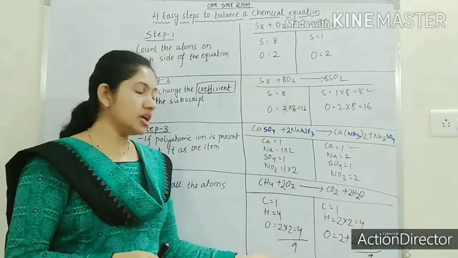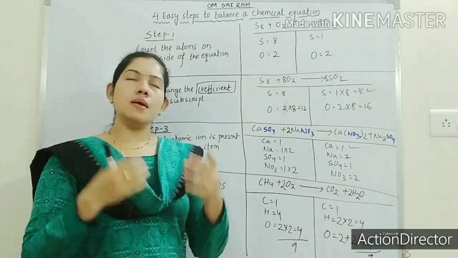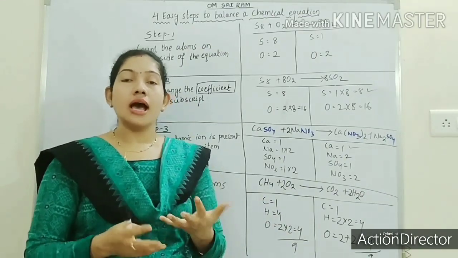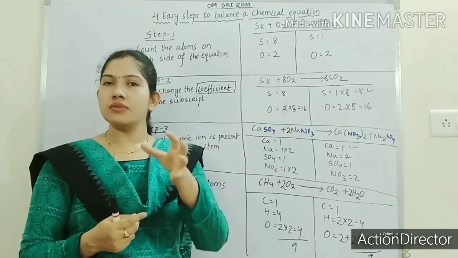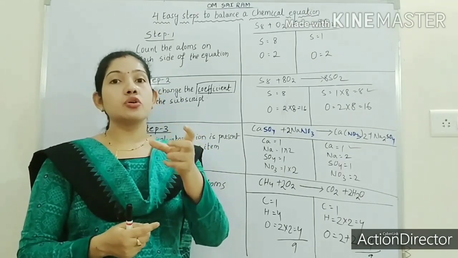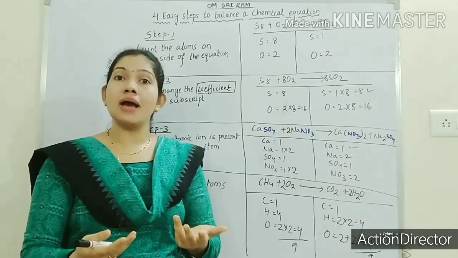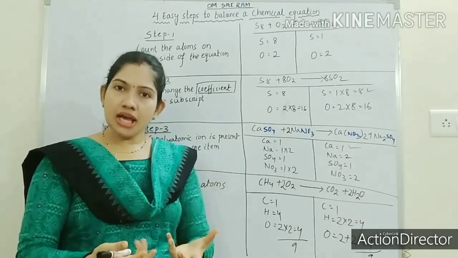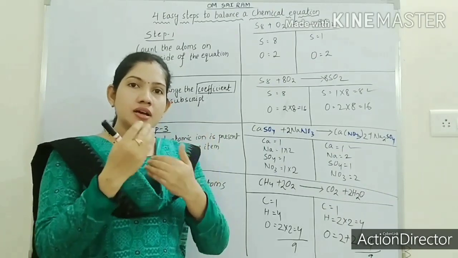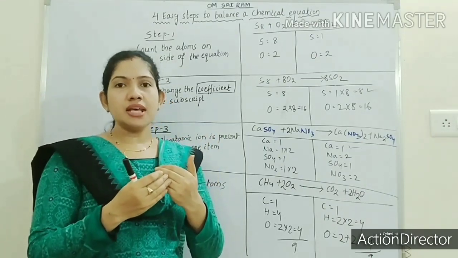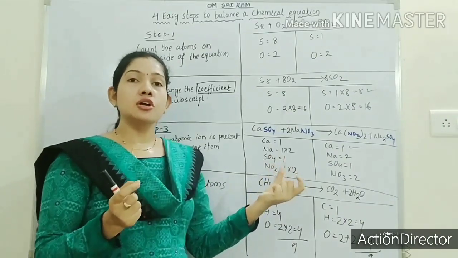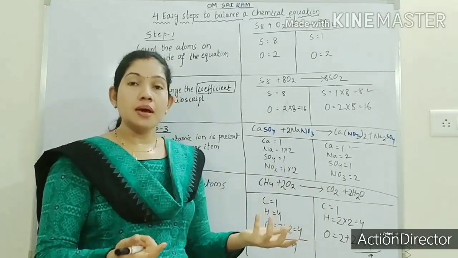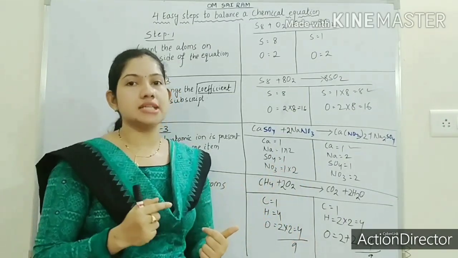Okay, so this is the way you can balance the chemical equation. I had also given you some 24 to 25 chemical equations. Try to solve those on your own. Sometimes in an exam, when you write in a hurry, you may make minor mistakes. But do not forget to recheck it.